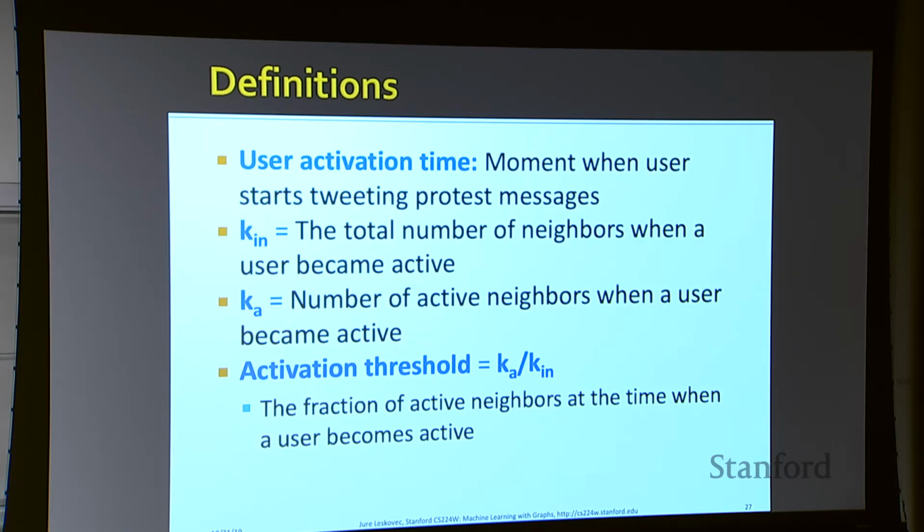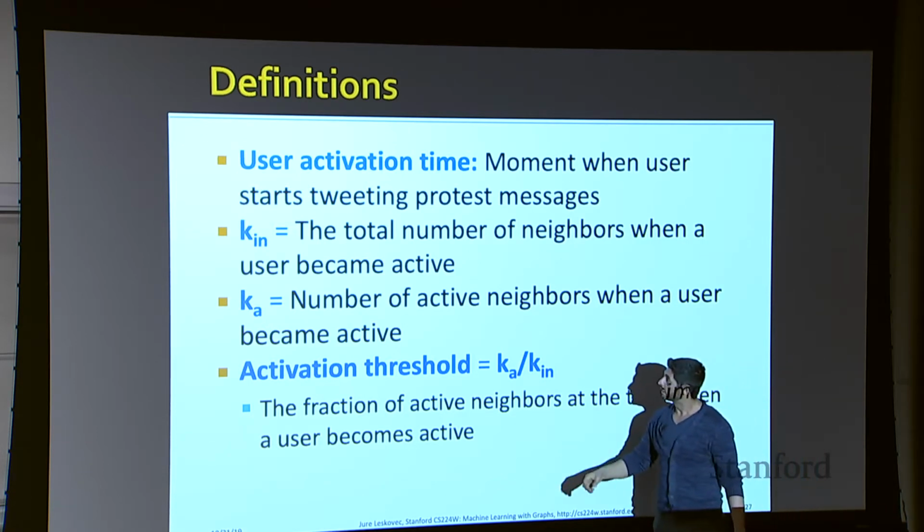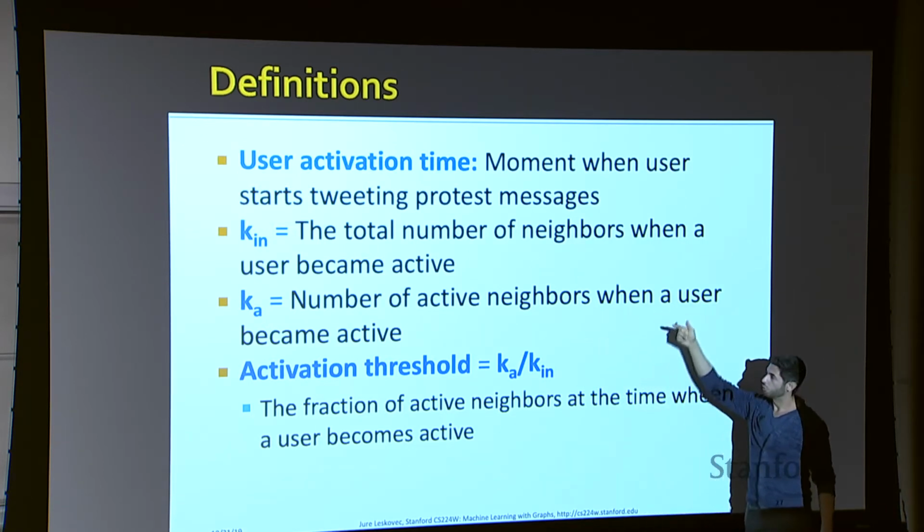Now, a few definitions, which we are going to be carrying over, especially when we see the plots, okay? As we were mentioning before, we need to know about the players in a contagion or in a cascade, and we need to know about their activation. So we need to know when they become active. In our case, an activation in this study means the first moment when a user starts tweeting protest messages. Whenever a tweet contains a certain hashtag in our set of 70 hashtags, they become an active user. Then we have Cascading, which is the total number of neighbors when a user became active.